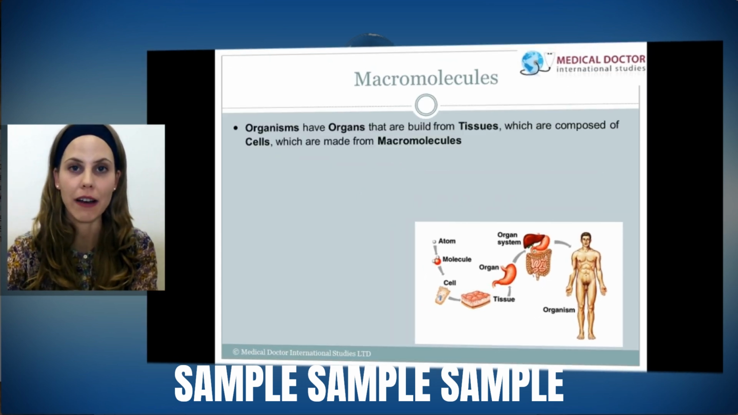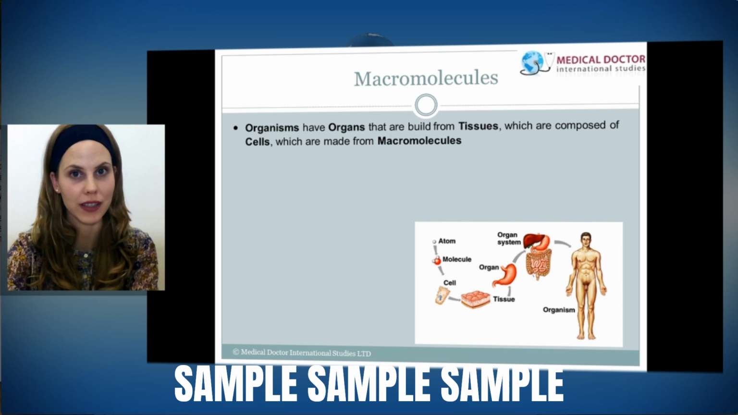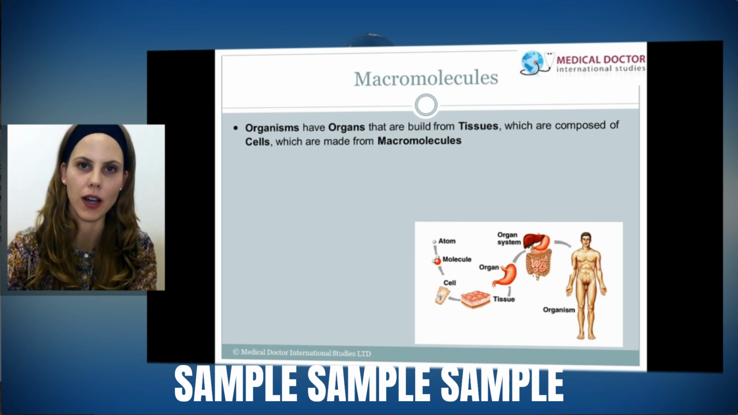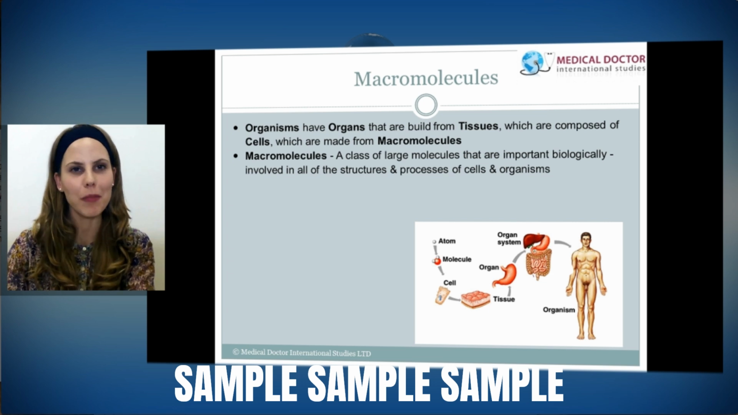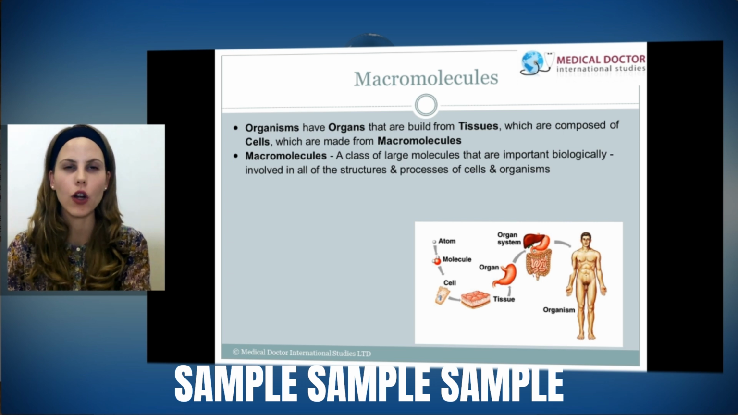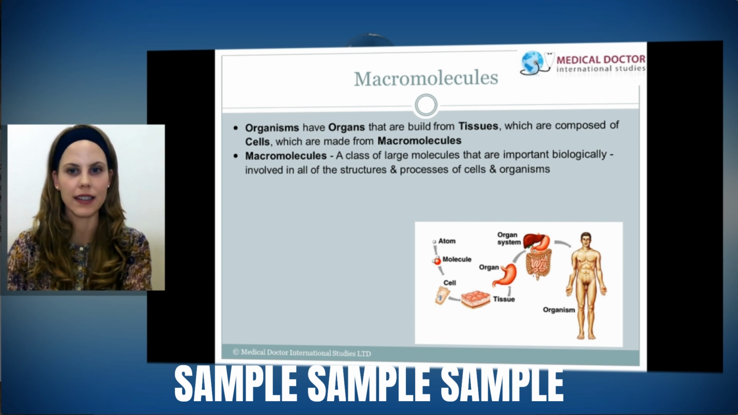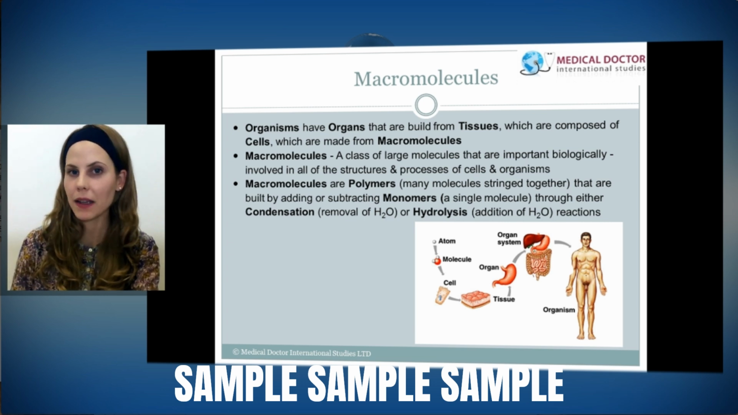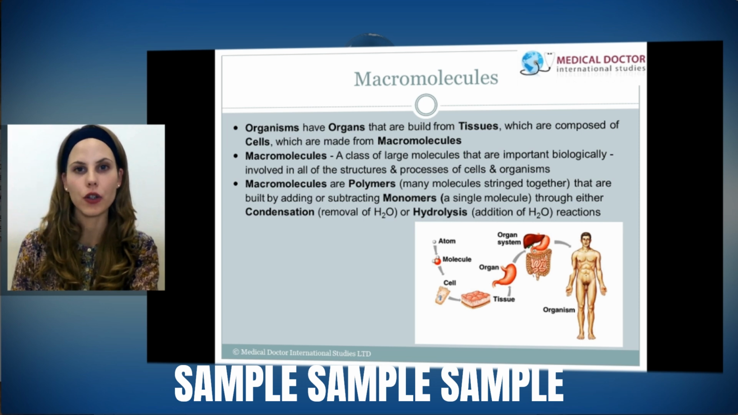And we have 4 major macromolecules that compose a cell. So as I said, organisms have organs that are built from tissues, which are composed of cells, which are made from, you got it, macromolecules. Macromolecules are a large class of molecules that are important biologically. They're involved in all the structures and processes of the cell and the organism. Macromolecules can also be called polymers, which are many molecules strung together. And they are built by adding or subtracting monomers, which is a single molecule.